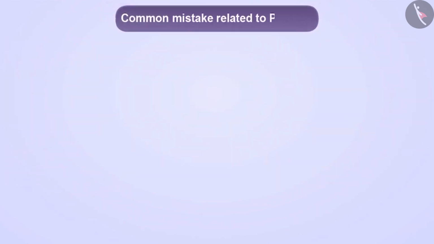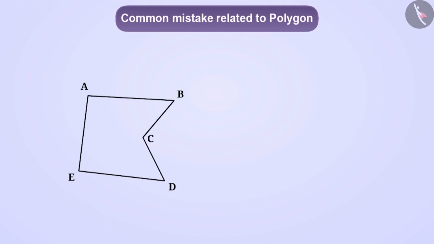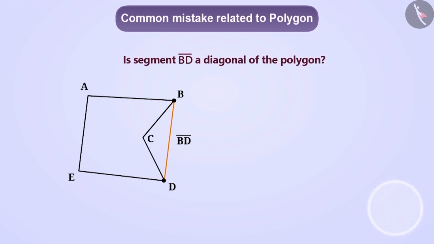Now let's see a common mistake. Observe this polygon. Is line segment BD a diagonal of this polygon? Think a little. Let me tell you, some students think that line segment BD is outside of polygon, therefore, it cannot be a diagonal. But this is a wrong understanding.